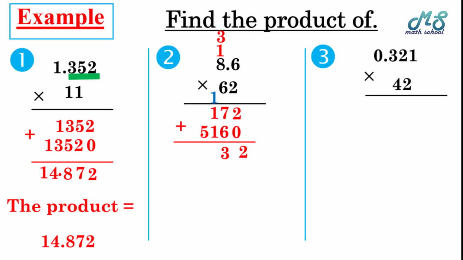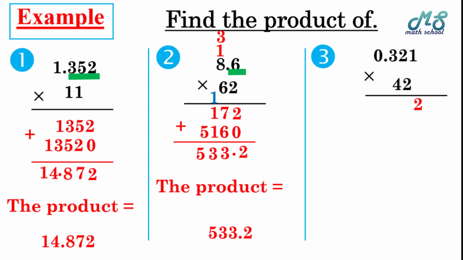It will be 2. 2 plus 1 equals 3. Finally, bring down 5. Don't forget guys to insert the decimal point according to the decimal factor. We will insert the decimal point after 1 digit from the right. Now guys, it will be 533.2.